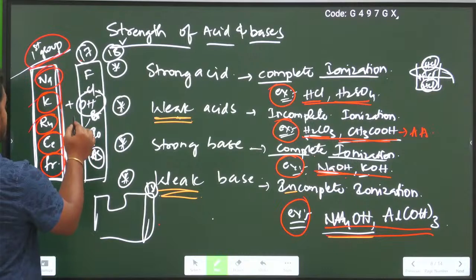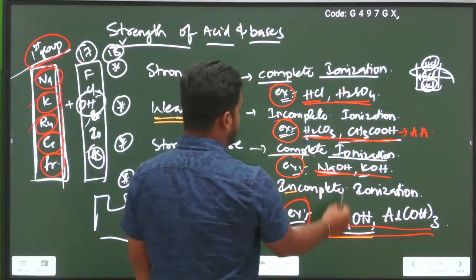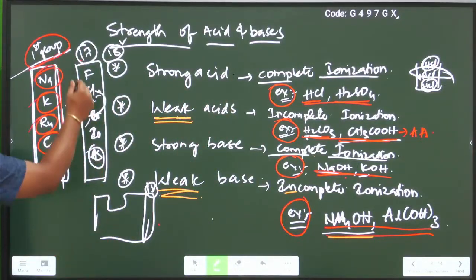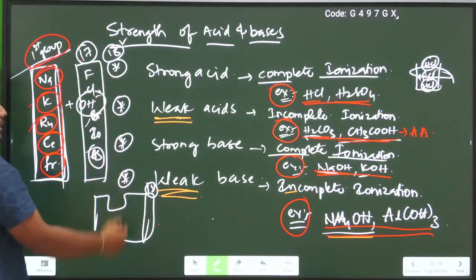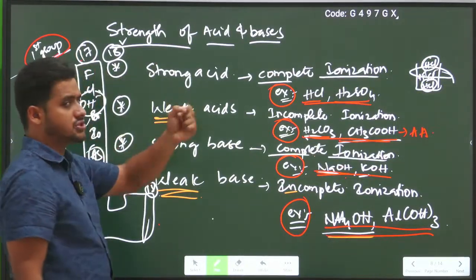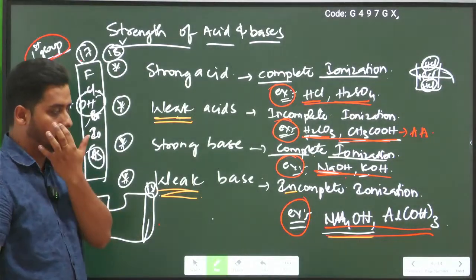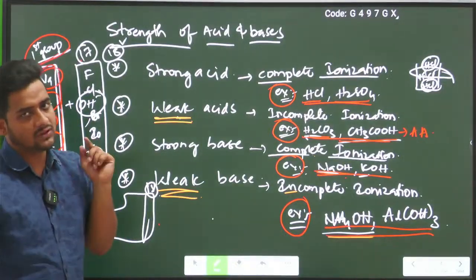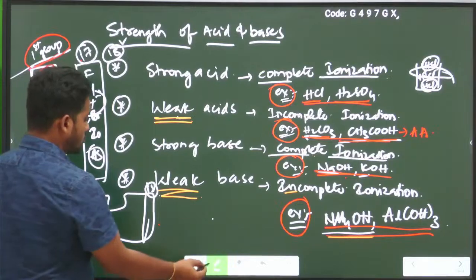They react with OH minus and give completely ionized compounds like NaOH. At the same time, you have the 17th group elements: fluorine, chlorine, bromine, iodine and astatine. These elements are just near the 18th group elements. If they get one electron, they become very stable. Yes or no?